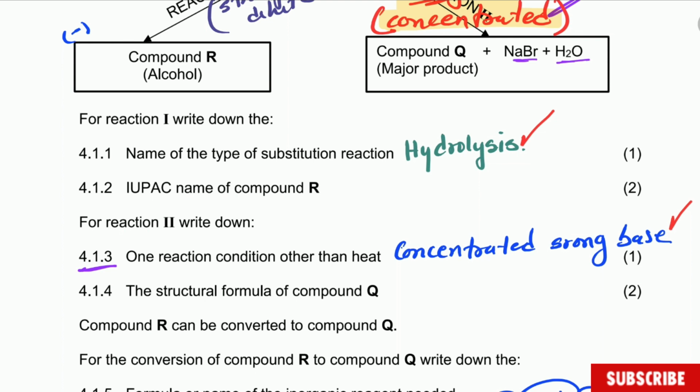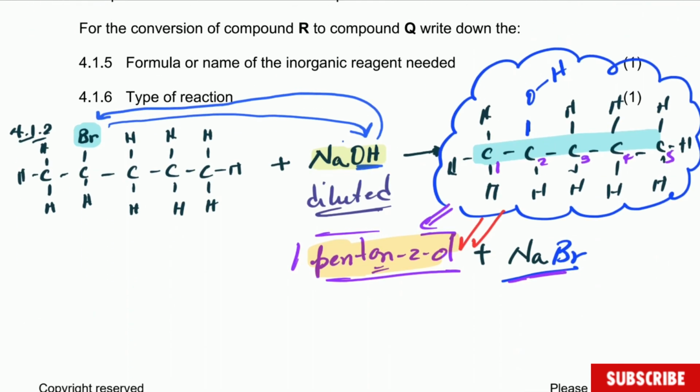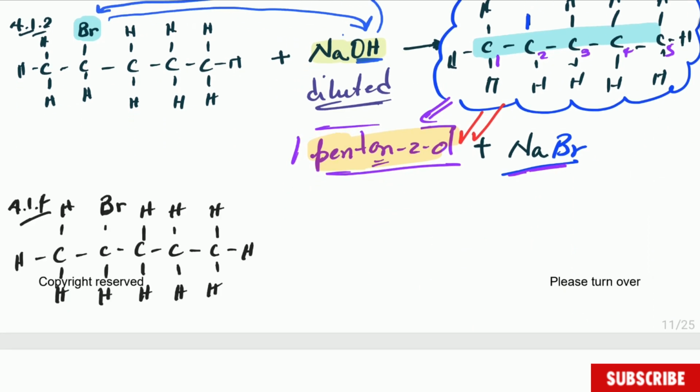The structural formula of compound Q. Compound Q is the major product coming from compound P. So let's do like we did in question 4.2.1. Let's do the reaction real fast here. So here is the reaction, and for this one we're also going to add NaOH, and I'm going to write at the bottom, concentrated. So you know that base is a concentrated strong base.